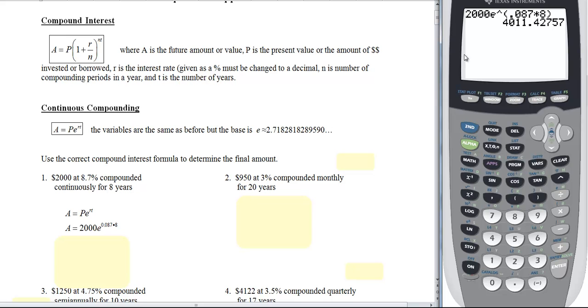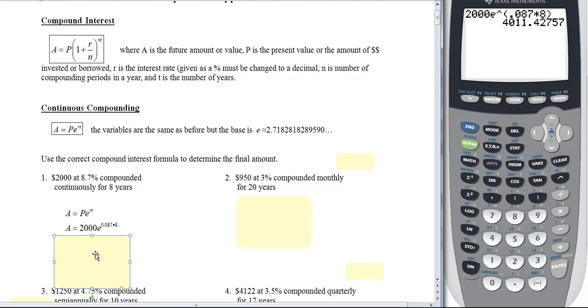Let me hit enter. So in this problem, if we had $2,000 to invest at 8.7% compounded continuously for 8 years, it would over double. So my answer would be $4,011.43. Now this is money, so we round to the hundredths. Let's look at this one.